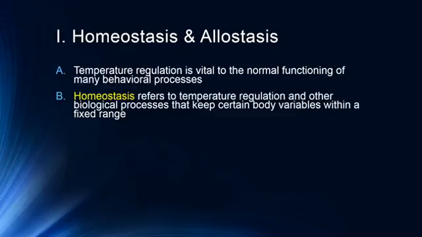Homeostasis refers to temperature regulation and other biological processes that keep certain body variables within a fixed range. So we're trying to maintain the internal environment within a fixed range. For humans, we have a relatively narrow range of temperatures at which we can survive, and certainly an even narrower range at which we are comfortable. And so it's a really important distinction to make in terms of survival and comfort level.